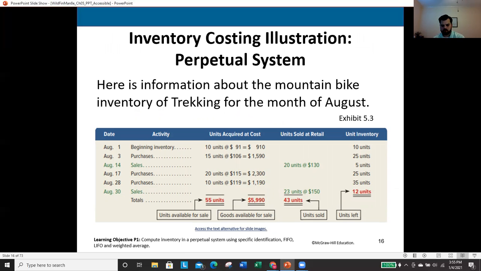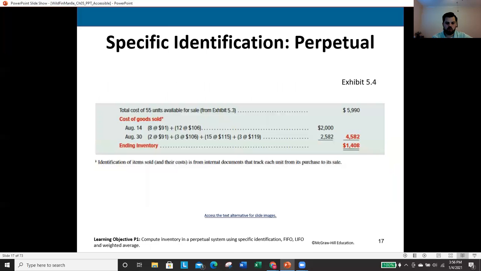So you will notice at the beginning of this, we had a total of 10 units at $91, which gave us a total of $910. Now, under purchases, right, on August the 3rd, we purchased 15 units at $106, which gives us an extra $1,590 in total inventory. We then sold 20 units at $130 and on down the line. So we can see exactly how this is working.